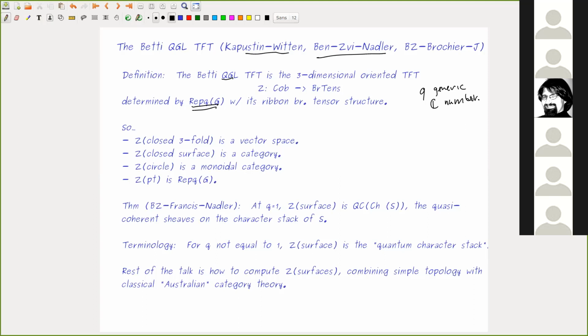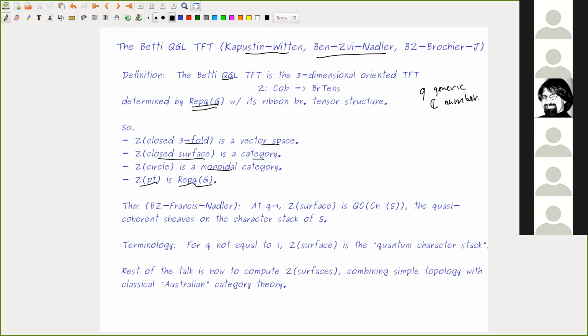So there's a lot of words. Let me say what it spits out for you. If you evaluate this on some closed 3 manifold, you get a vector space. If you evaluate it on a closed surface, you get a category. If you evaluate it on the circle, the closed 1 manifold, you get a monoidal category. And if you evaluate it on a point, you get a braided tensor category, which is Rep_q G. So there's this nice cascade of structures that it outputs for you.